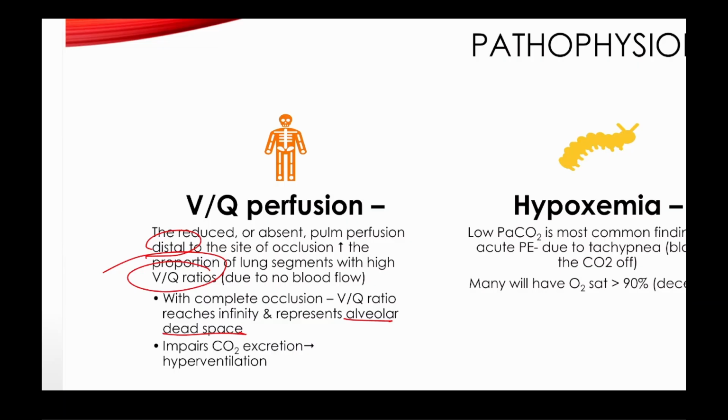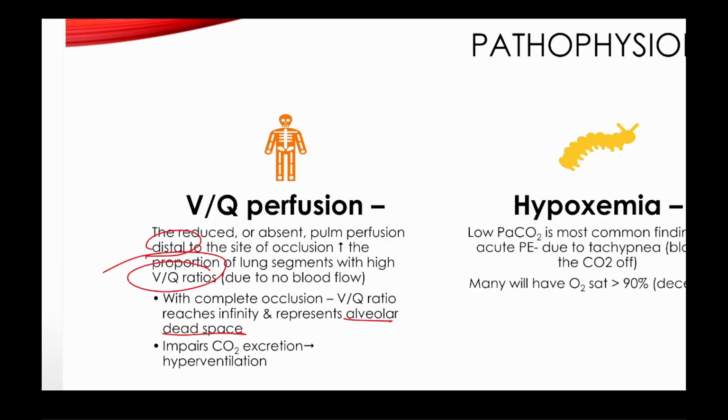Okay, alveolar dead space. We're being ventilated, but we're not perfused. So ventilation's at 5 or 4 liters per minute. Perfusion goes to 0, almost to 0, so that number goes almost to infinity. It just keeps going higher and higher.